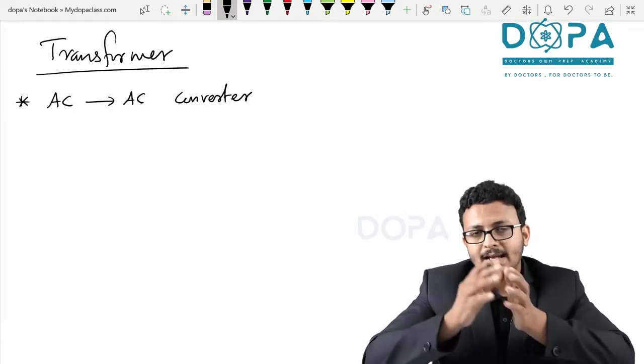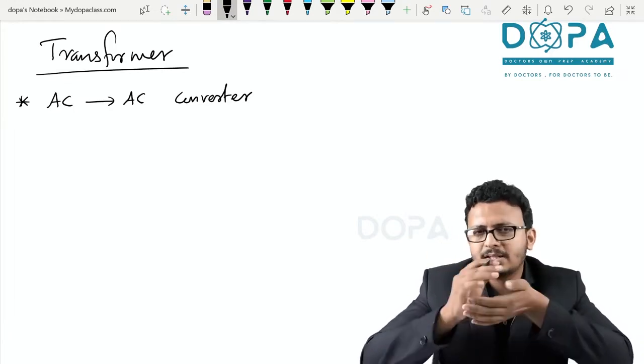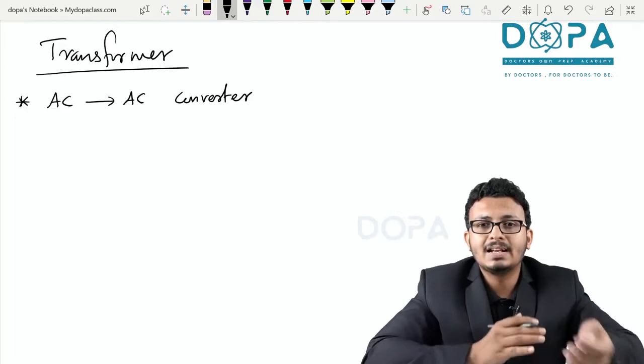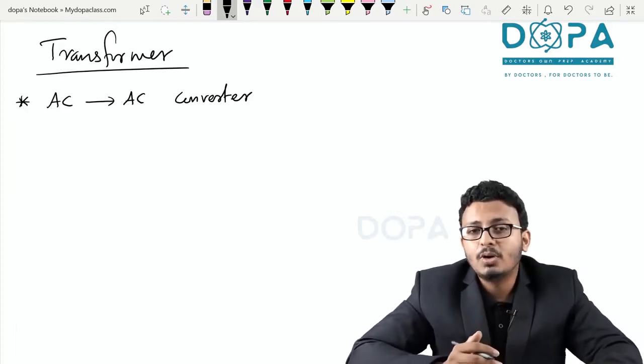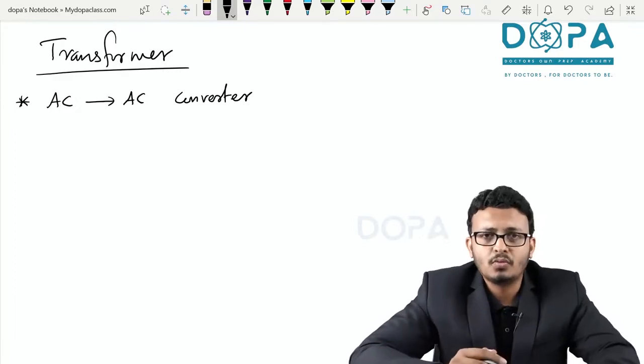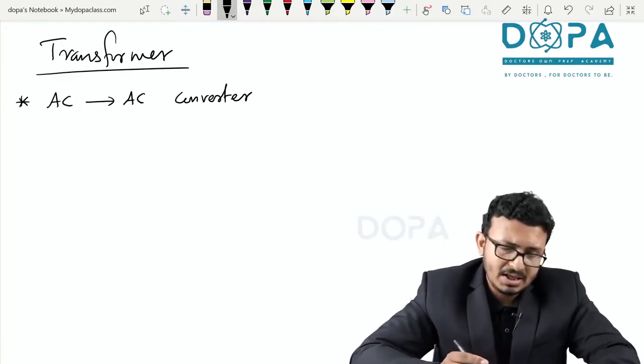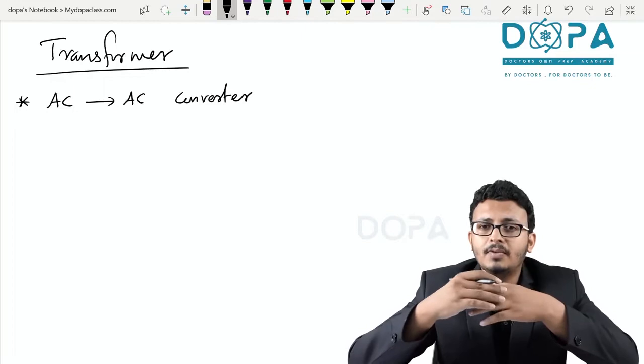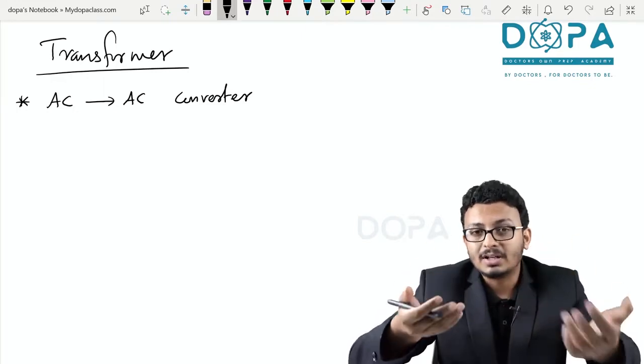A rectifier is an AC to DC converter, which is there in electronics. Similarly, an oscillator is a DC to AC converter. Here we have the transformer, an AC to AC converter. Then what is there to convert? We increase the voltage or decrease the voltage.